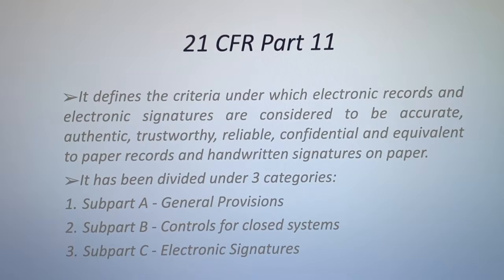21 CFR Part 11 defines the criteria under which electronic records and electronic signatures are considered accurate, authentic, reliable, trustworthy, confidential, and equivalent to paper records and handwritten signatures. This regulation ensures data integrity, security of electronic systems, and compliance in computerized systems, especially in pharmacovigilance and clinical trials.